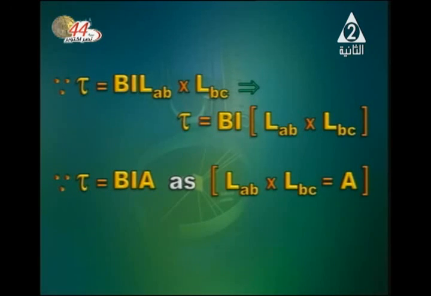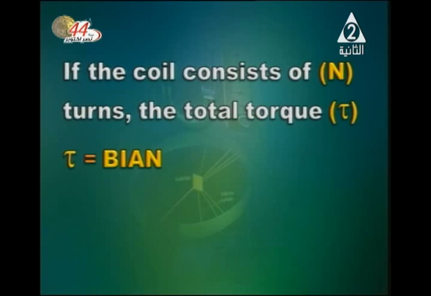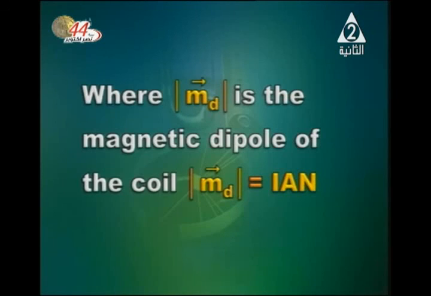Since the area of the coil is given by the product of the length of AB times the length of BC, length times width. If the coil consists of n turns, the torque is given from the expression BIAn, n is the number of turns, and IAn will be given the symbol MD, magnetic dipole moment. So MD is the magnetic dipole moment of the coil, and actually it is equal to IAn.